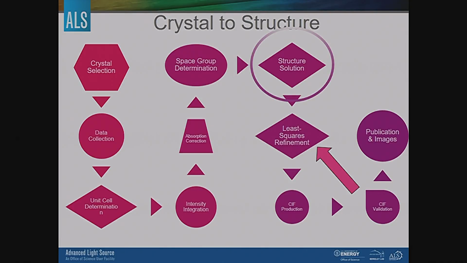Okay, so now we've gotten to the part that everyone worries about. 1, 2, 3, 4, 5, 6, 7 steps later, we get to actually see if we can solve our structure and determine if we can get atomic positions from our data. So how does that all work out?